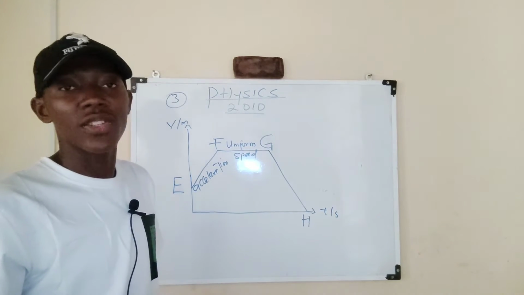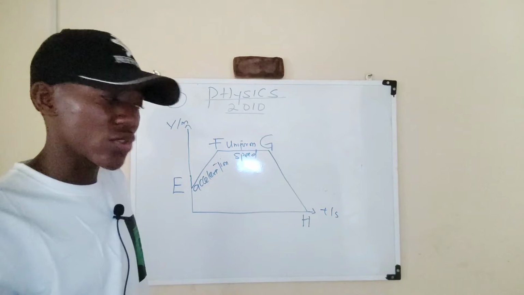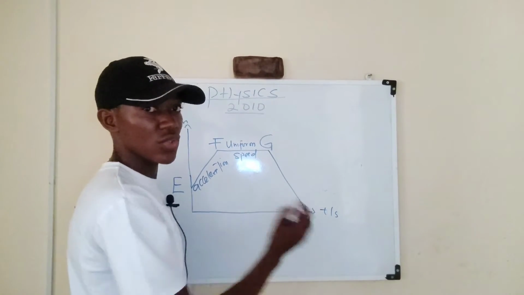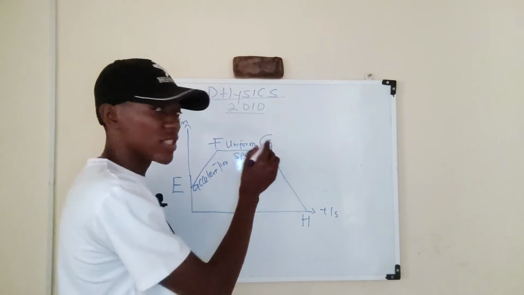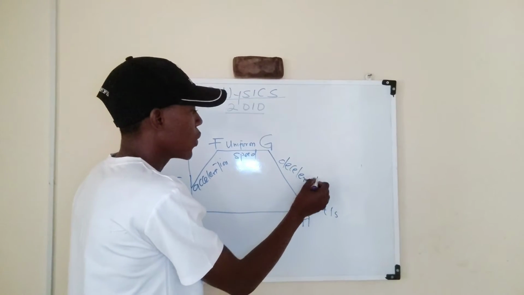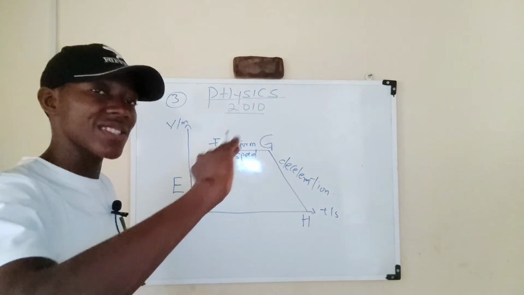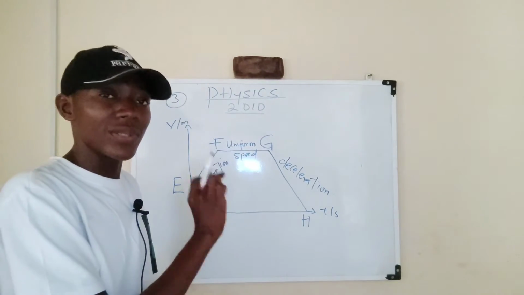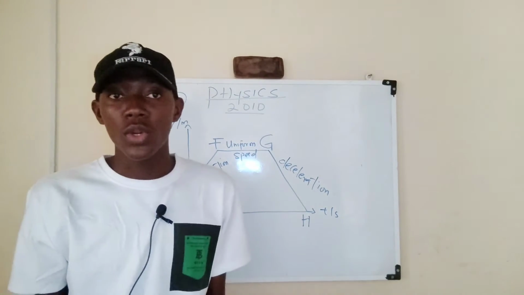Now let's assume this car has gotten to its destination. What happens? It starts applying brake and it comes to a stop, and from point G to H, we see that this car is coming to a stop, point 0. Are we getting it now? So this falling in speed is what we call deceleration. Now we have 3 points here. We have acceleration when the car is increasing in speed, we have uniform speed when it is neither increasing nor decreasing, and then we have deceleration where the car tends to come to a stop.